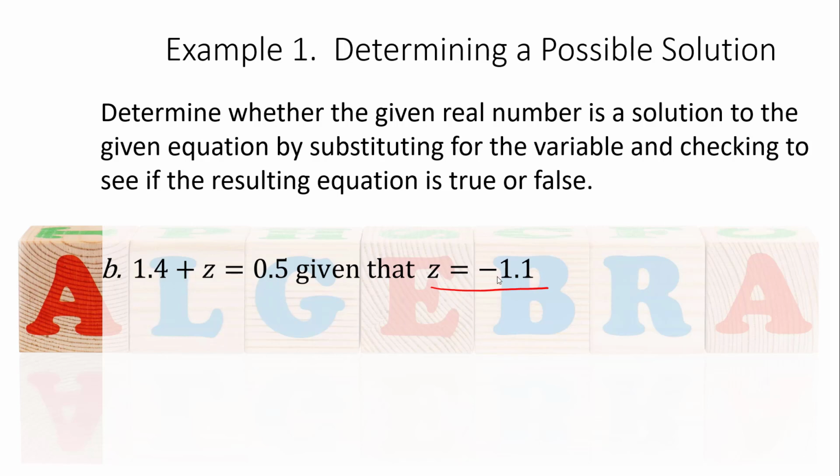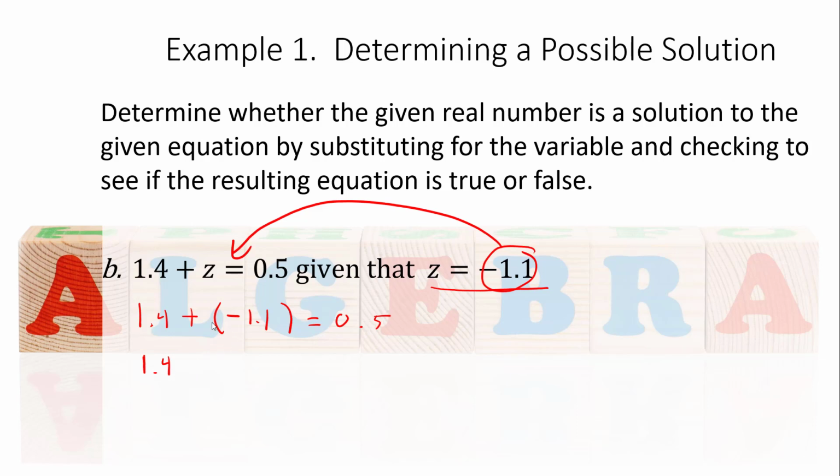And what we're going to do is take the negative 1.1, put it into z, and see what we get. And that will be 1.4 plus negative 1.1 is equal to 0.5. All right, that's going to be 1.4, and then if we simplify this, plus negative 1.1 is just like negative 1.1 is equal to 0.5.